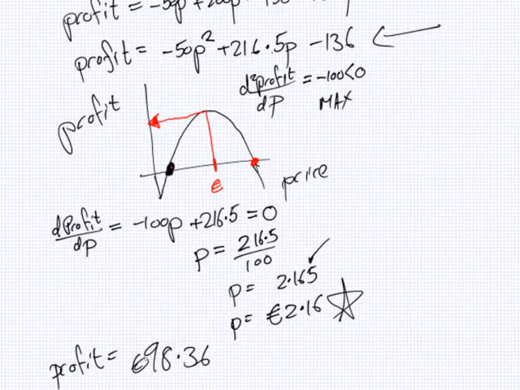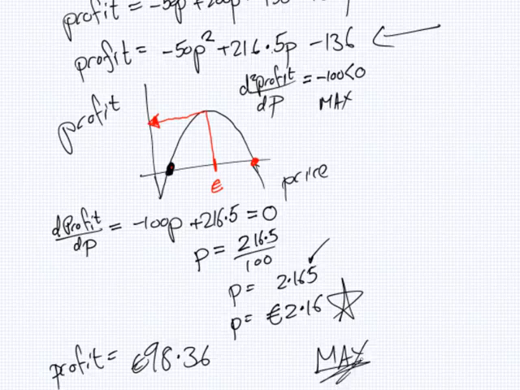So 98.36 is the maximum profit. The shop cannot make more money than this per day unless they reduce their fixed costs or their variable costs, but they can't make more than 98.36 a day. This is their maximum profit.